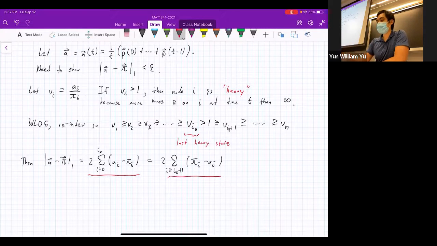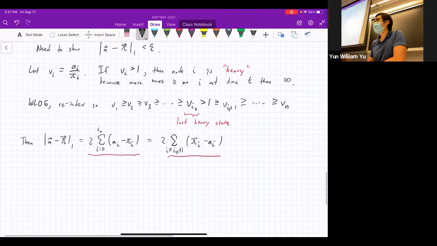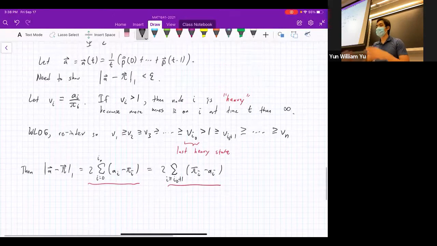Does that make sense? Sorry, which epsilon? Oh, so this is equal to some value. And we're trying to eventually show that this is less than epsilon, but epsilon doesn't play a role yet because, well, that's what we're trying to show.